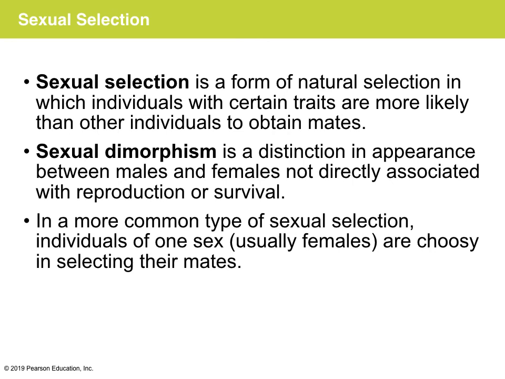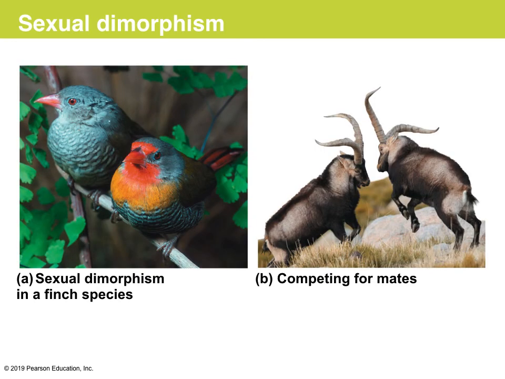So in a more common type of sexual selection, individuals of one sex, usually the females, are choosing and selecting their mates. So we look at the next slide. Right, you have these finches on the left where you can see a very distinct difference between the male and female. And on the right, you see a pair of ibex males that are competing for the mate. So the males fight to see who wins, and eventually who wins generally gets selected by the female.